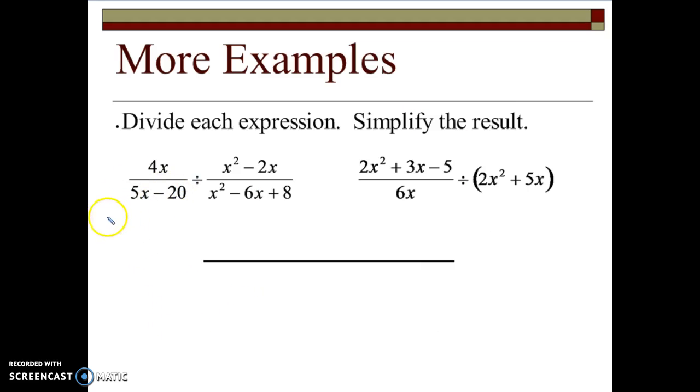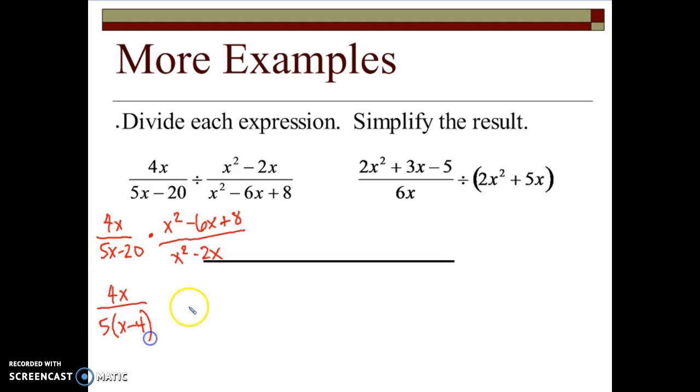So for the first one, I'm going to bring down the first fraction, and then flip the second one and multiply. So we get x squared minus 6x plus 8 over x squared minus 2x. So I can't do anything with the 4x, so it stays the same. And then on the bottom, I have a GCF, so it's 5 times x minus 4. And then to multiply to 8 and add to negative 6, that's going to be x minus 4, x minus 2. And then GCF for the bottom is x, and that leaves me with x minus 2.